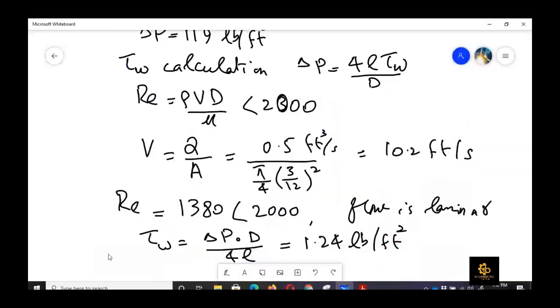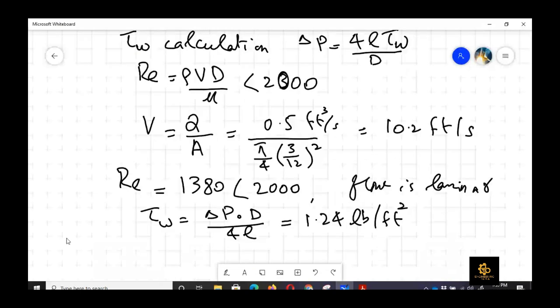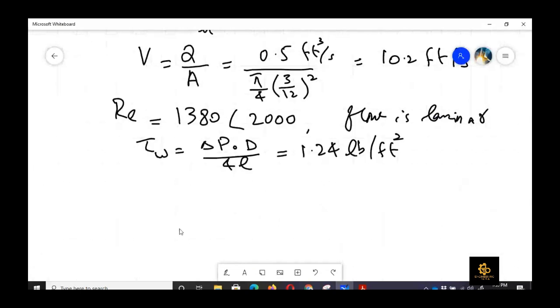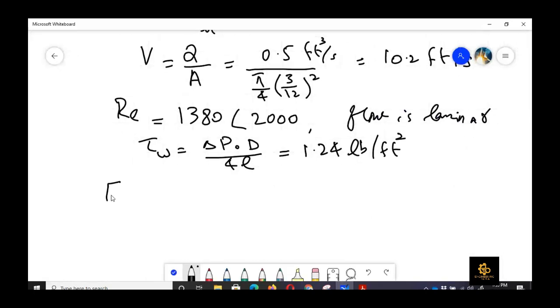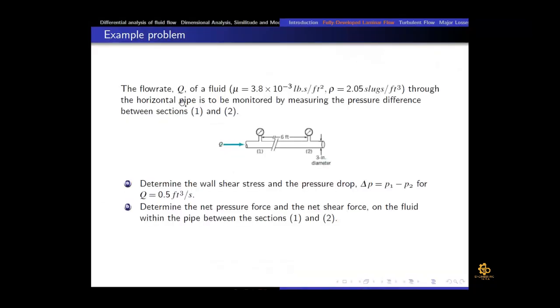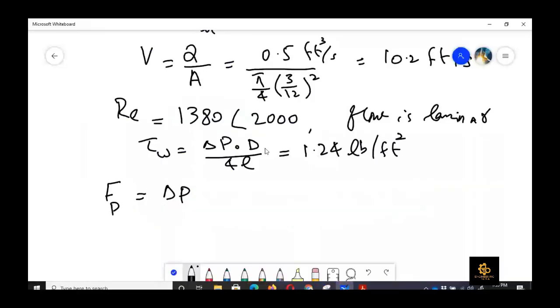So pressure force, we know that pressure force calculation, we can represent it by using F_P, and F_P would be equal to delta P into... no, delta P is Newton per meter square, so we need to multiply it with some area. So area would be the cross sectional area of the pipe, because that pressure force is acting on the fluid that is flowing through that cross section. So that cross section is pi by 4 d square.